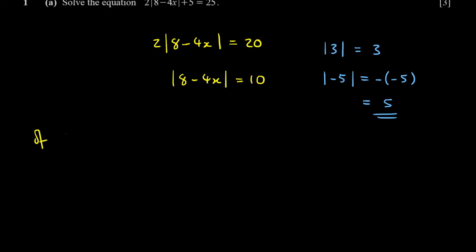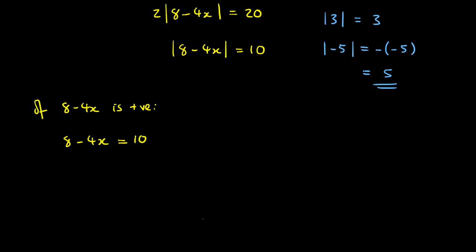Circumstance one is if the 8 minus 4x is positive, right? If that's a positive number, then the modulus isn't going to change it. So we're going to get 8 minus 4x is equal to 10. And we can rearrange that and get 4x is equal to negative 2. And so x is equal to negative 1/2.